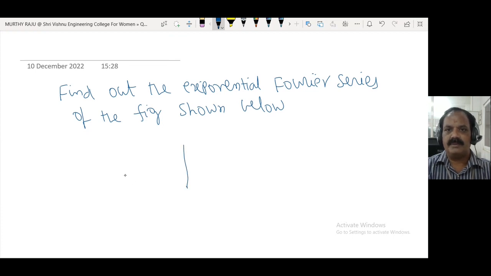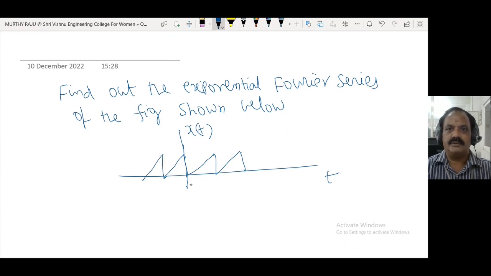This is the waveform, a generic waveform x of t, plotted against t, with marks at 0, 1, 2, minus 1, minus 2. This is the waveform shown in the figure.